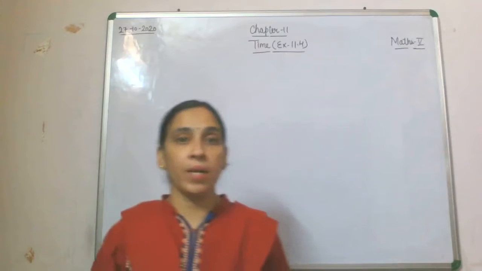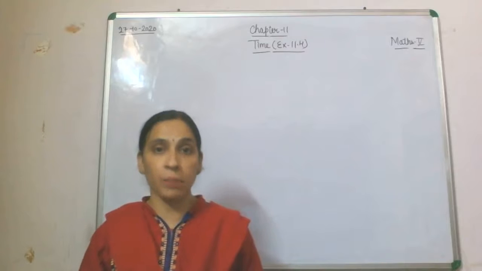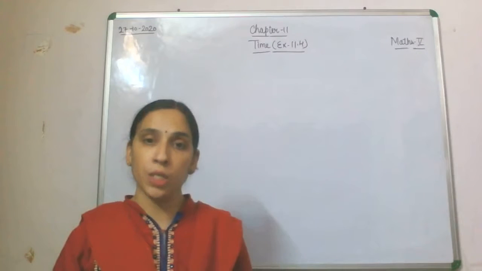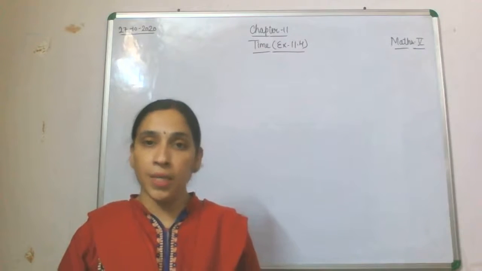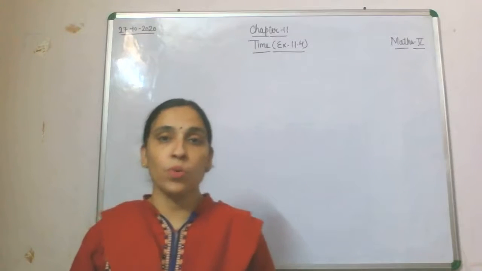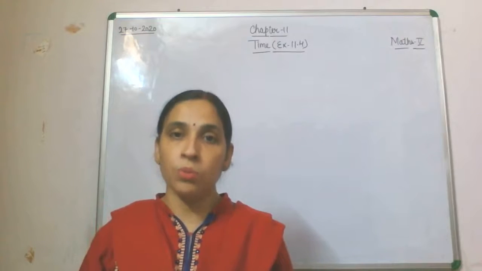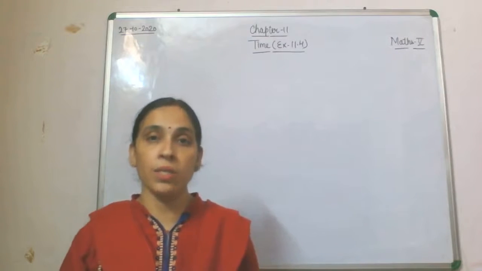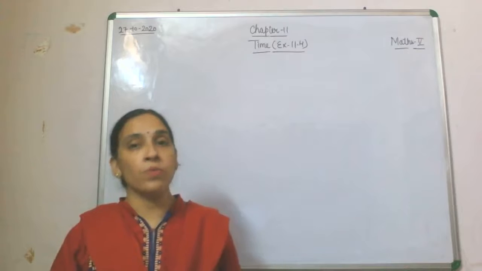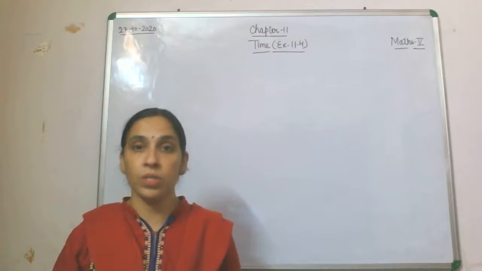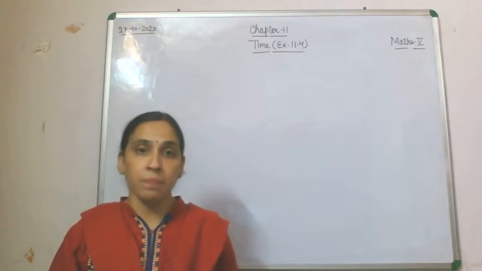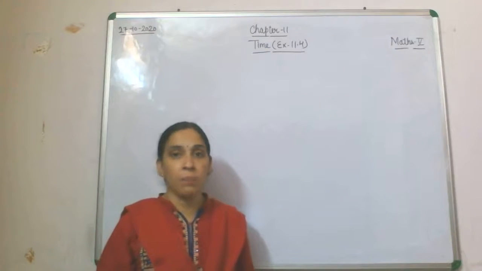Children, as you all are aware, we had already started our chapter 11, Time, and we were finding the duration of time, and related to that we were doing word problems. In our last class I told you how to find the duration when the time is given. Now today, you have to find the time duration when the number of days is given. Let's take one example.